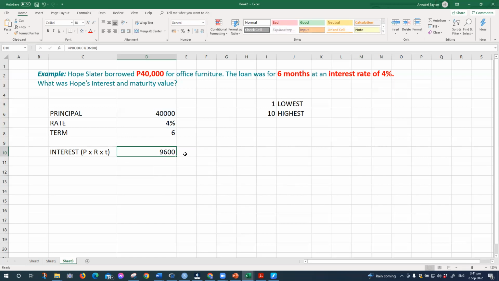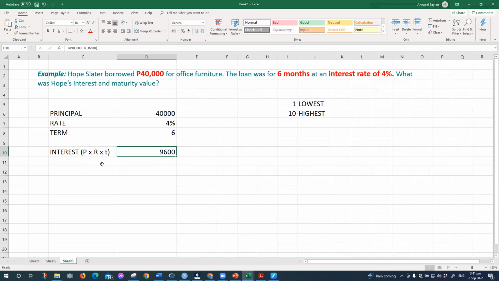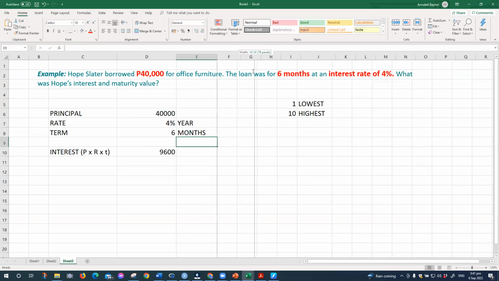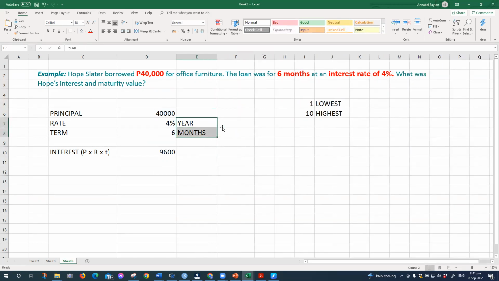This is the interest if we apply the PRT formula wrongly. Why? Because this is an annual rate, and this is months. So we cannot multiply year by months yet. Right? So what do we have to do?